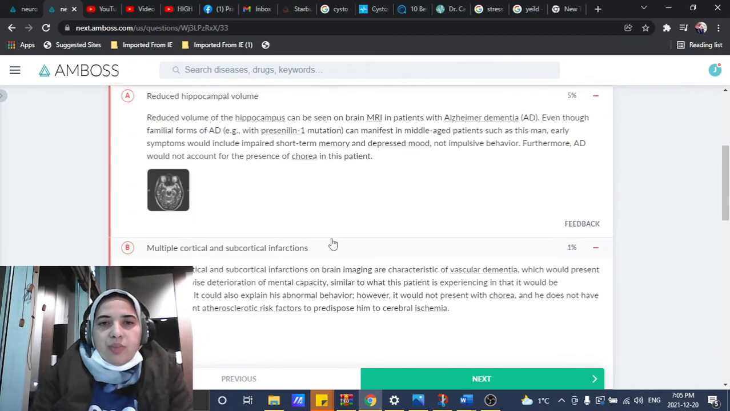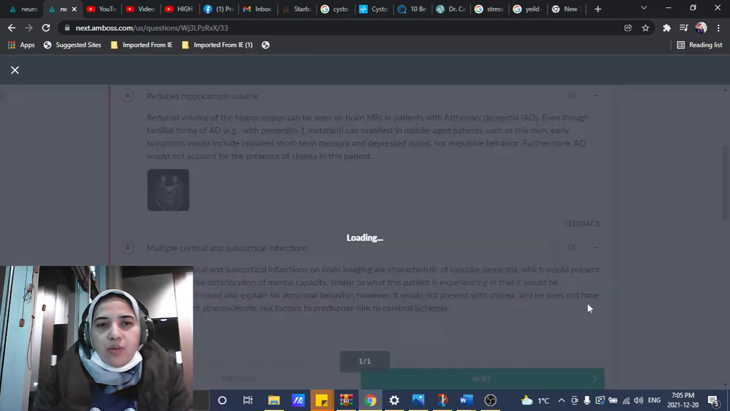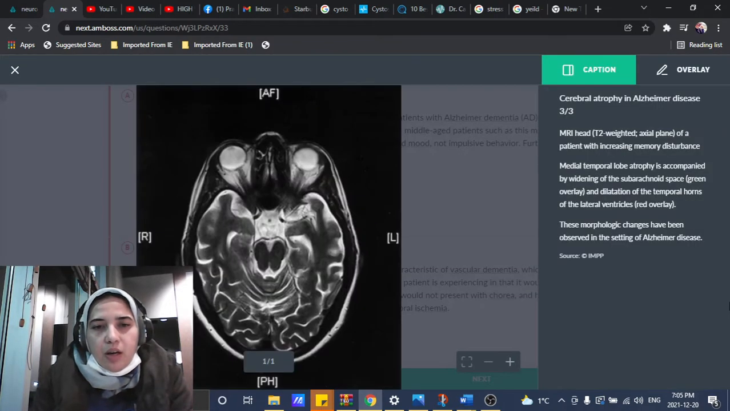So reduced hippocampal volume seen on MRI is seen in patients with Alzheimer's disease. Even though familial forms of AD can exist, early symptoms would include short-term memory loss and a depressed mood, not impulsive behavior. Furthermore, Alzheimer's would not account for the presence of chorea. So let's take a look at the reduced hippocampal volume loss.